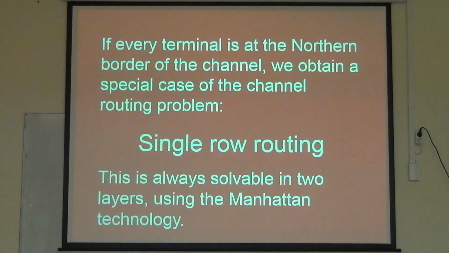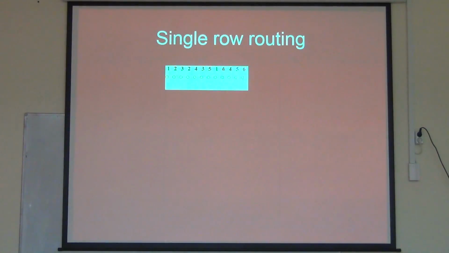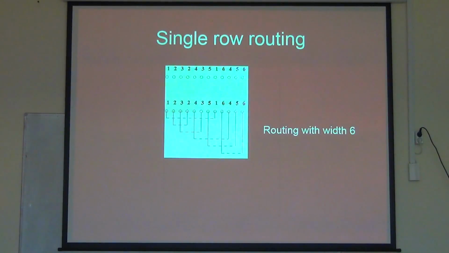The most special geometric input is if all the terminals are on the northern border of the channel. This is a very, very special case of the channel routing problem. Everything is upstairs. And in this case, everything is solvable in 2 layers using the Manhattan technology, and everybody could guess how to do that. The simplest solution is if you simply use a separate horizontal line for each net on one side of the layer, that is what I indicated by dotted lines, and you reach the corresponding horizontal wire segments by vertical wire segments, the continuous lines on the other side of the board. That can be done, and this particular problem has been realized with width 6. But of course you can do it better.